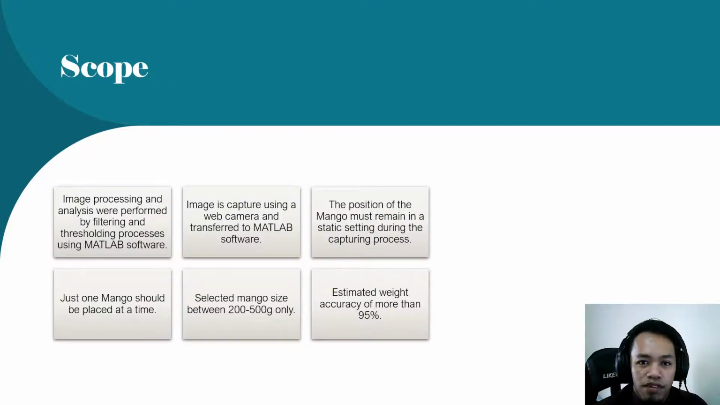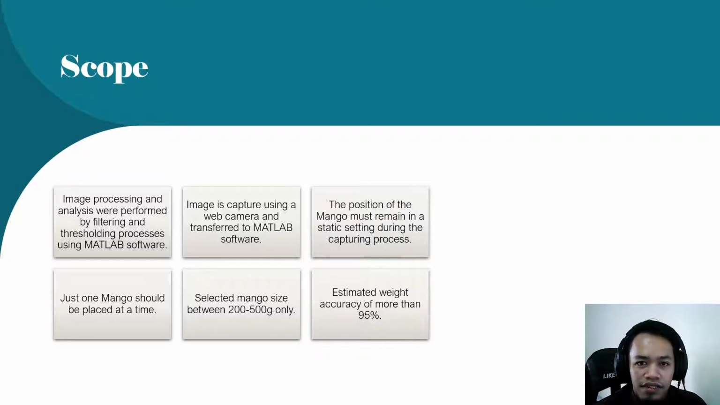Next, the scope of this project is that image processing and analysis were performed by filtering and thresholding process using MATLAB software. In this project, we can use other image processing software such as the OpenCV library in Python and RoboRealm. MATLAB was used after reviewing the methods used in previous projects.